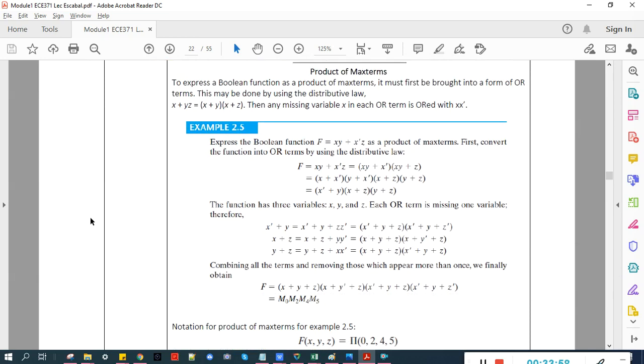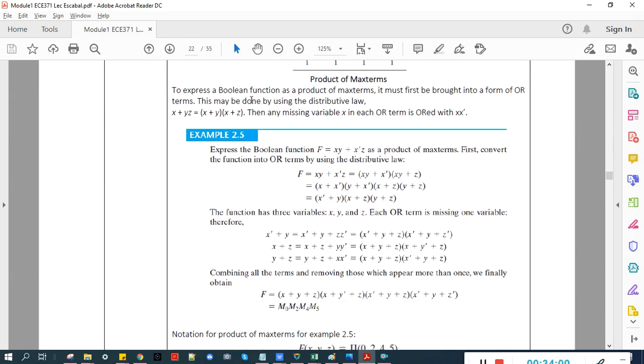Let's go to the next, product of max terms. To express a Boolean function as a product of max terms, it must first be brought into a form of OR terms. This may be done by using the distributive law. So we need to express it in OR terms. Using the distributive law, x plus yz is equal to distributing the OR operation over the multiplication: x plus y times the quantity x plus z.